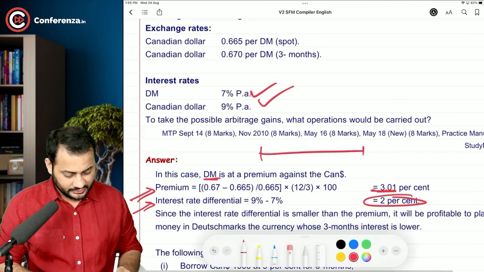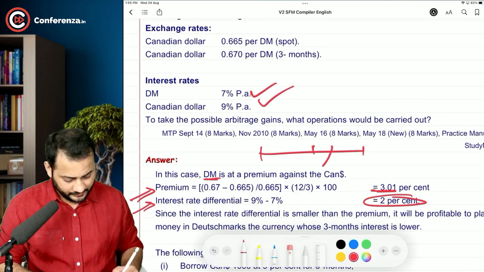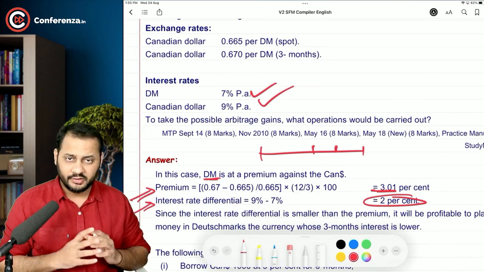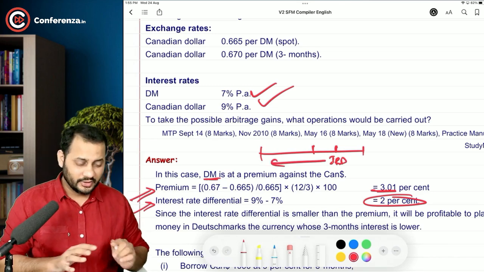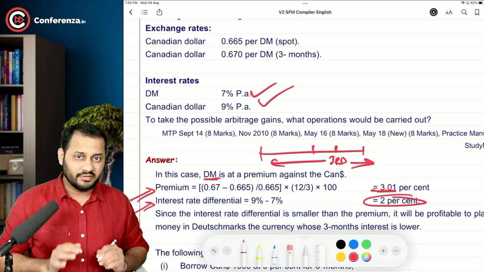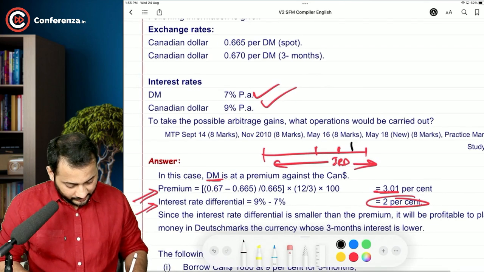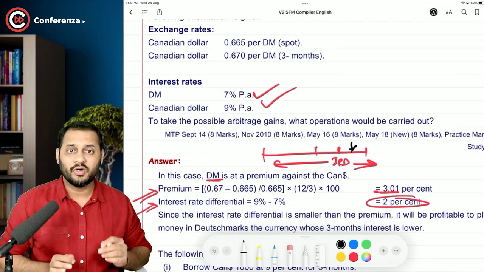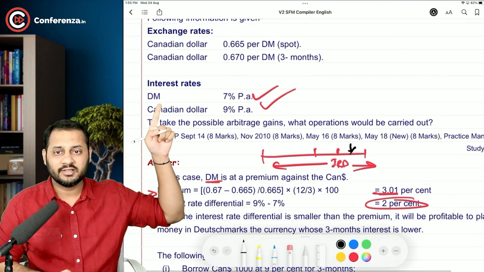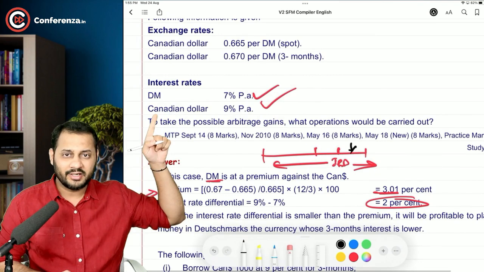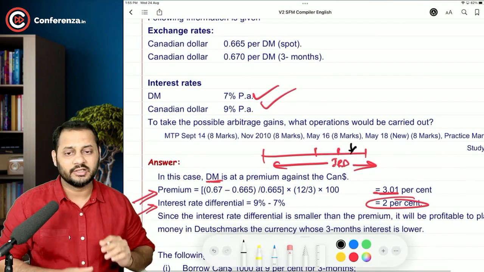In case of this particular, this should be the point IRD. In this area you are going to borrow at low currency. In this area you are going to invest at low currency, and the actual premium is lying here. So you are going to invest in low currency. Low interest rate currency means Deutschmark. So borrow Canadian dollar, invest in Deutschmark, you will get the profit.